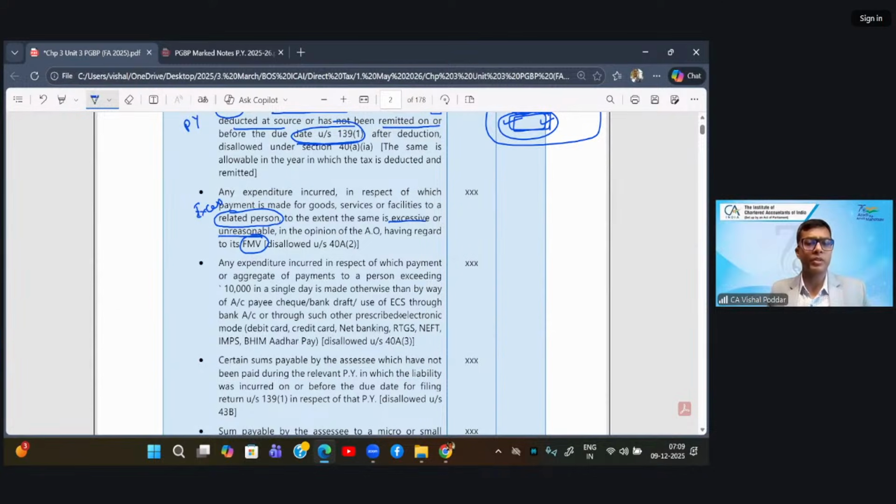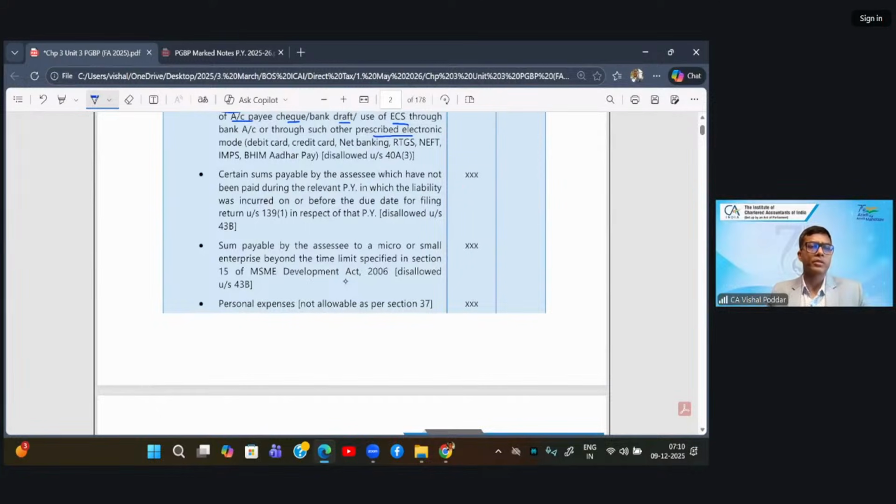Next, disallowance which we have seen is again any expenditure for which you are making a payment to a person against a single bill in a day exceeding 10,000. No problem. You can make crores of rupees of payment in a day to a single person. The only requirement is it should be paid by account payee cheque, draft, or using certain prescribed online electronic mediums. If you do that, fine. If not, then entire expenses paid is disallowed. This is important. So here 10,000 is the criteria. If the payment is 18,000, entire 18,000 will be disallowed.